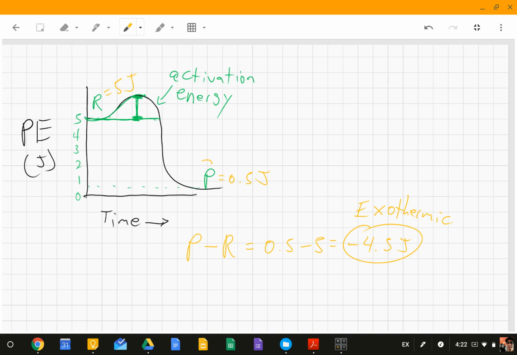So anytime you notice that the products have less energy than the reactants, well, how did the products lose energy? Well, the reaction must have given out some heat. So if you notice that the products have less energy than the reactants, that is an exothermic reaction.